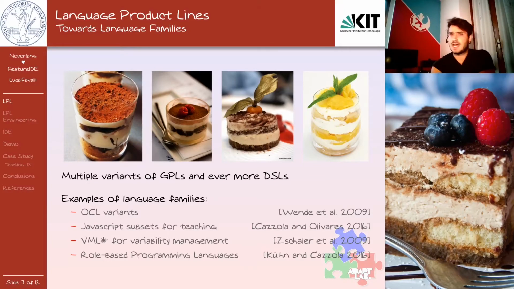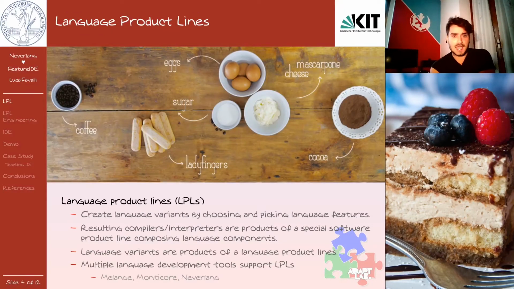But how do you create a family of tiramisus? Well, you have to start from scratch, so from the ingredients, and you have a collection of all the ingredients that are available in your kitchen, and you can combine them into several recipes. The same goes for language product lines, where you have a collection of language components or language features, and you can combine them into a compiler or interpreter. So this creates a language variant, and to achieve this result you usually need a language development tool or a language workbench. Now we know how to make a family of tiramisus, but how do we make it good?